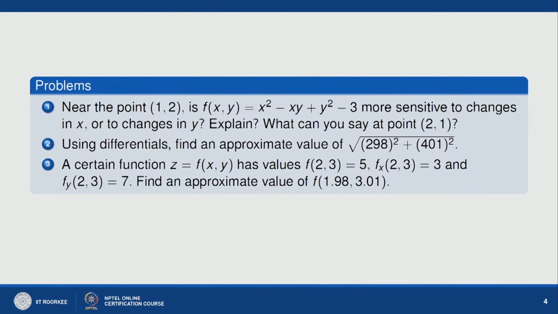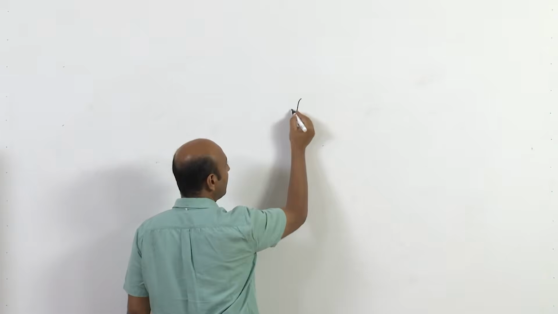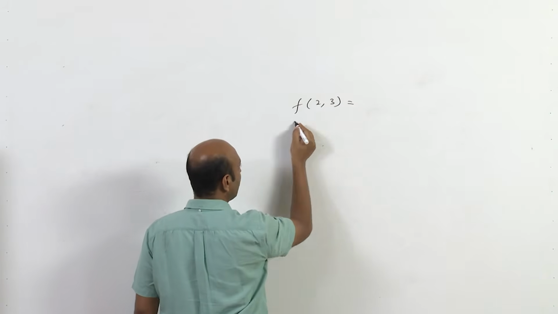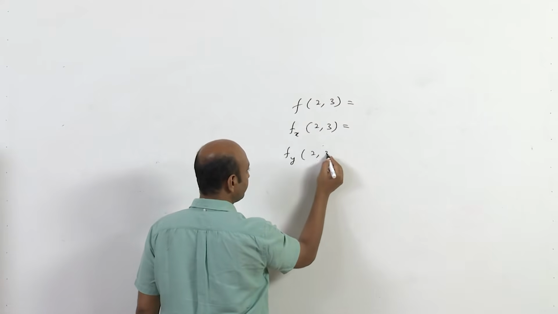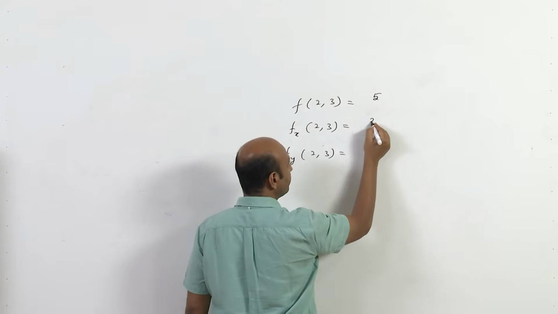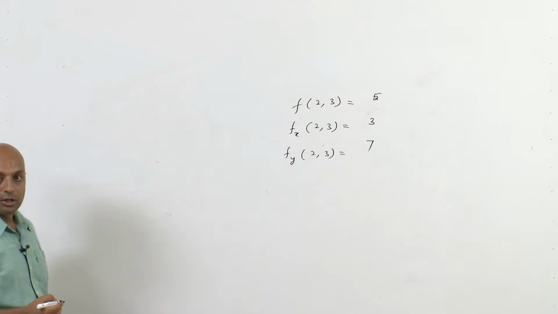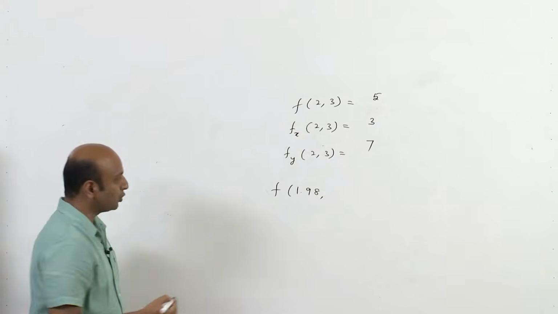Now, the third problem. A certain function z equals f(x, y) has values f at (2, 3) is 5, fx is 3 and fy is this. Find the approximate value of this. So, again we can easily find out using the same concept. So, what are the things given to us? f at (2, 3), fx at (2, 3) and fy at (2, 3). So, f at (2, 3) is 5, fx is 3, fy is 7. Now, we have to find out f at (1.98, 3.01).